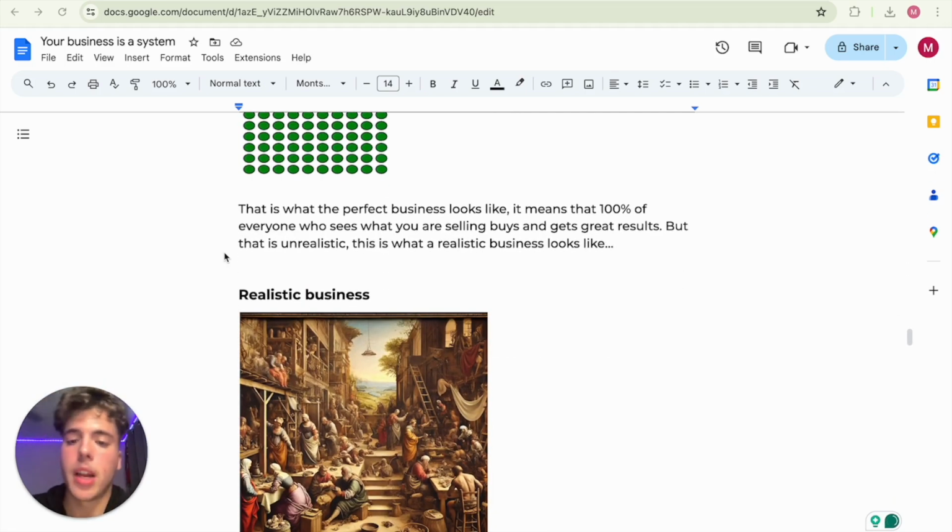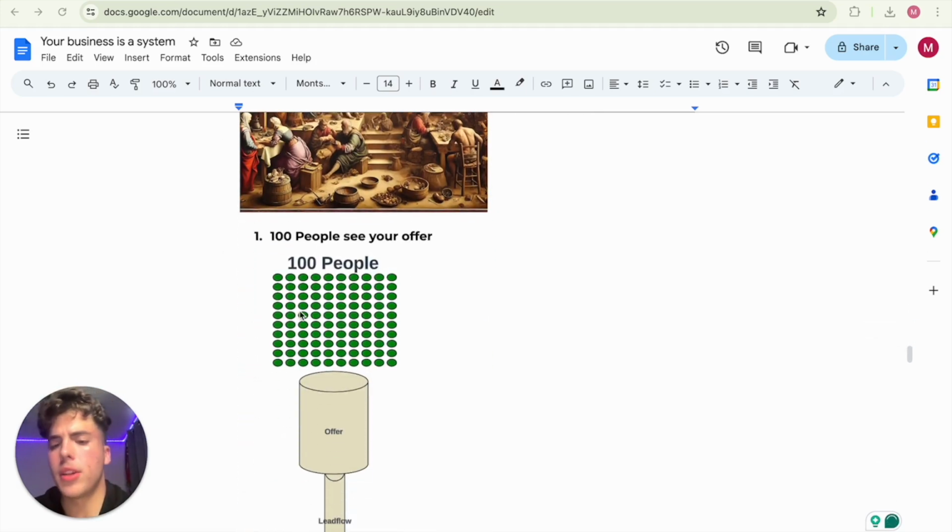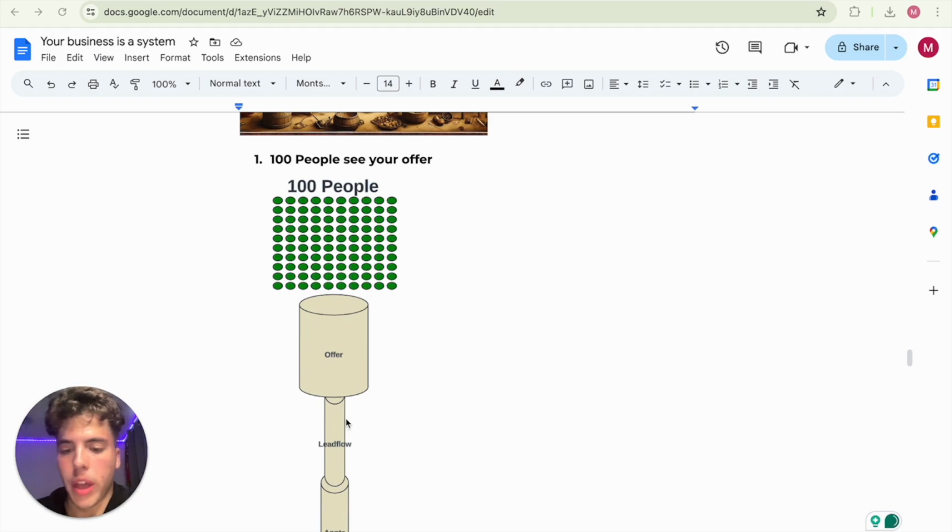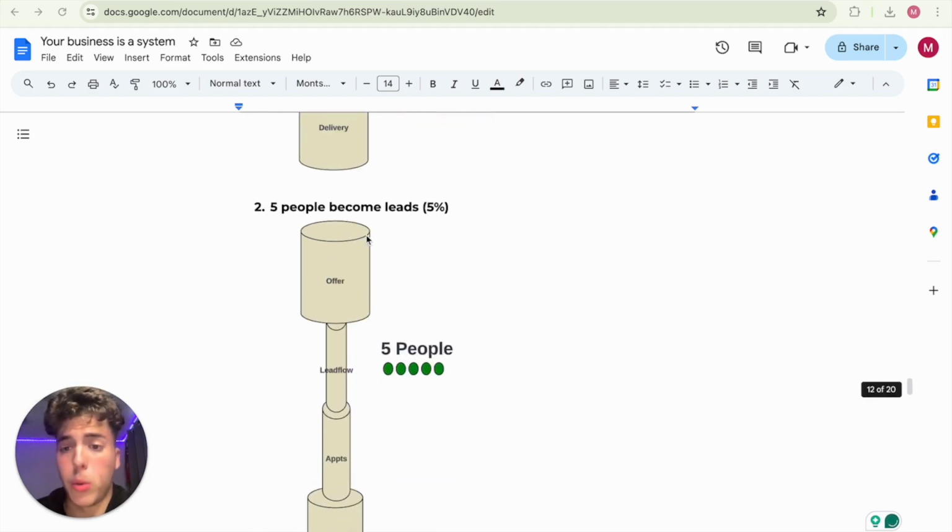It means that 100% of everyone who sees what you are selling buys and gets great results, but that is unrealistic. This is what a realistic business looks like. Let's say 100 people see your offer. We have bottlenecks, so only 5% of people become leads, and this is pretty realistic, whether you're running ads or wherever you're making a call to action. So it goes from 100 people to 5 people because that's how much throughput the lead flow can handle.